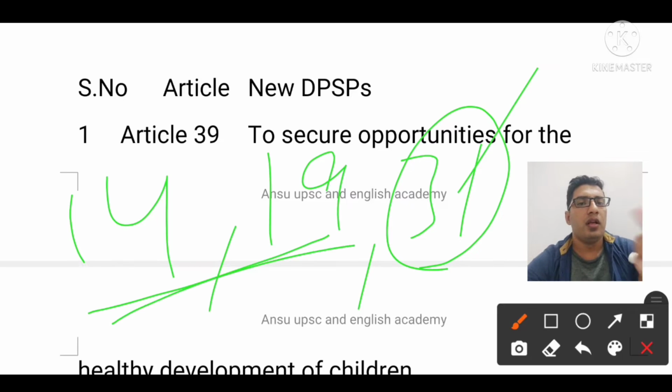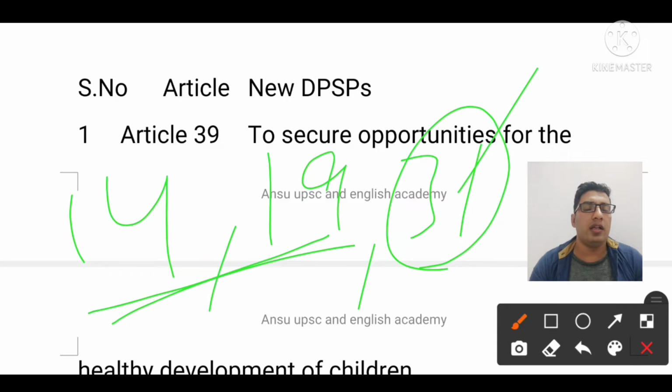But if we are implementing Article 39B and C, and in that process our government or Parliament is violating Articles 14 and 19, then 31C will prevail, meaning there would be no violation of the fundamental rights in that case.